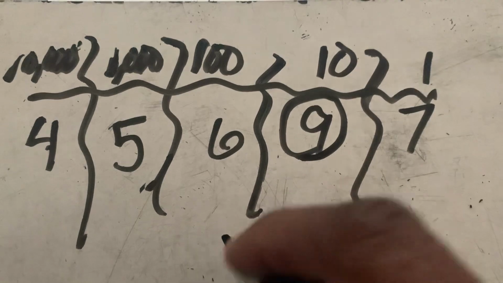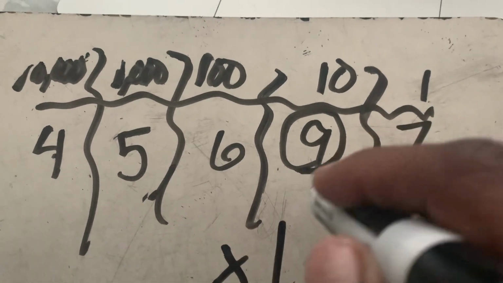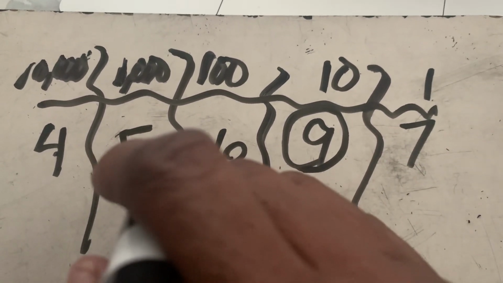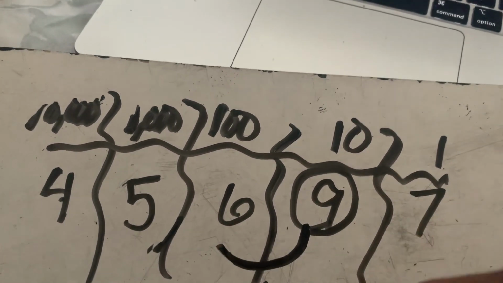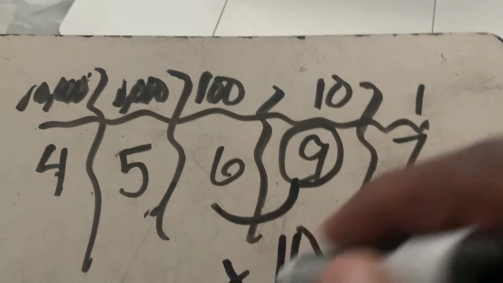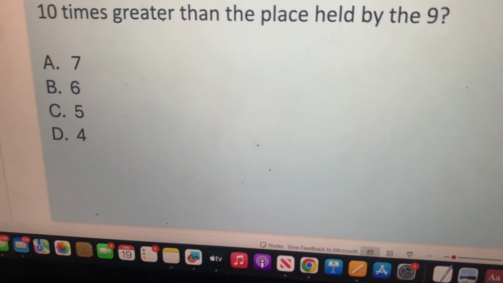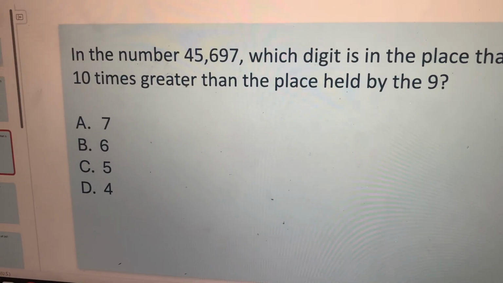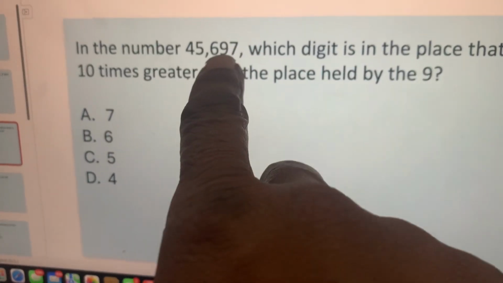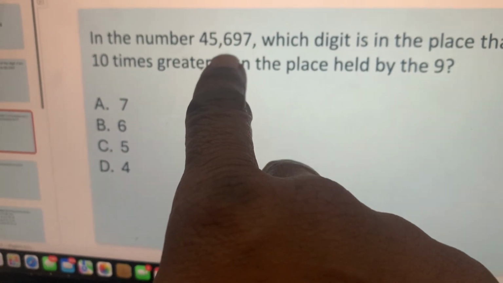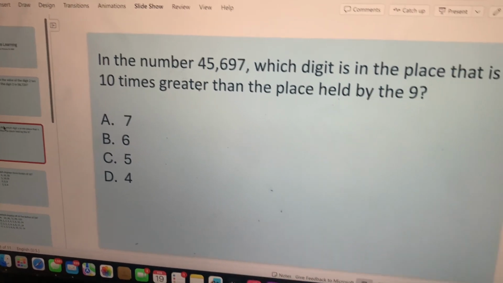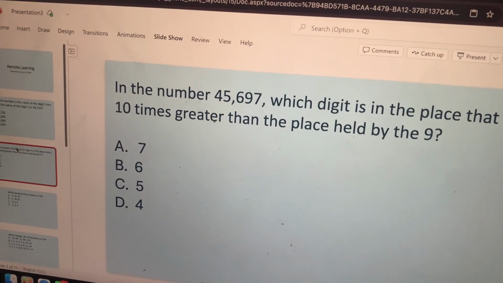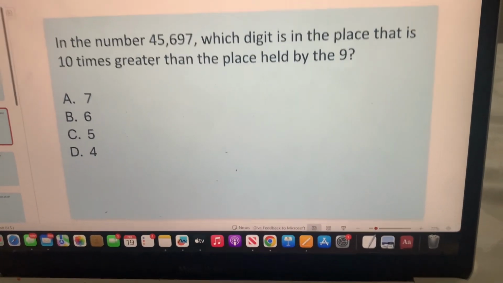So we're going to do our automatic times 1. And each time we hop over, we add a 0. So I start here, I hop over, I add my 0. This is 10 times. So which number holds that place? It will be B, the 6. Because the 9 is here, we only hop 1 place to show 10 times more. So the 6 is in a place value that is 10 times more than the 9. Okay?